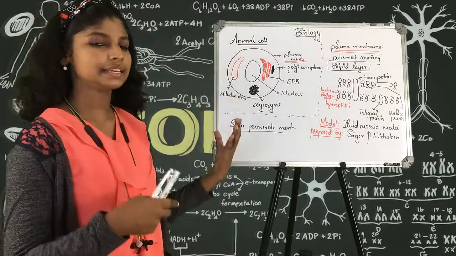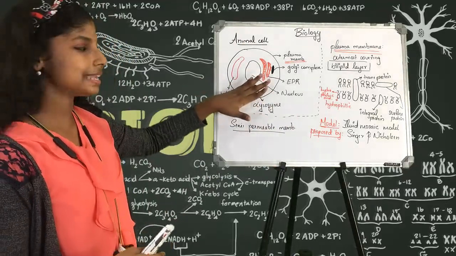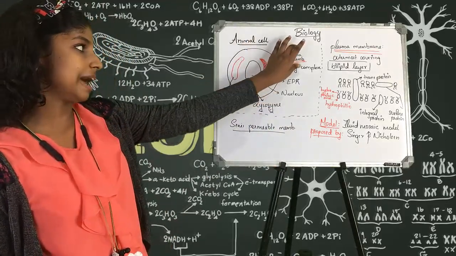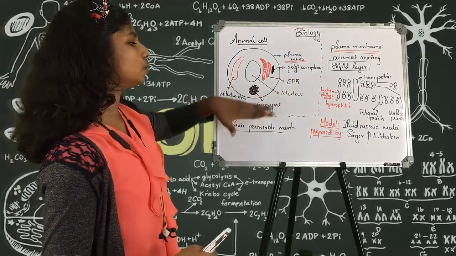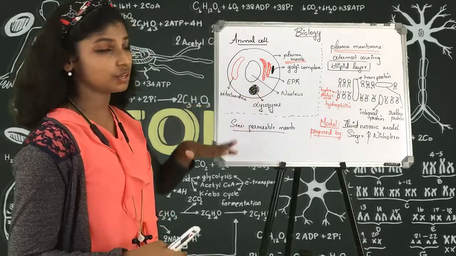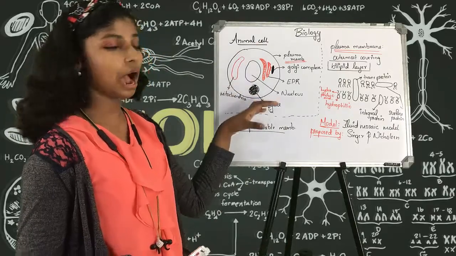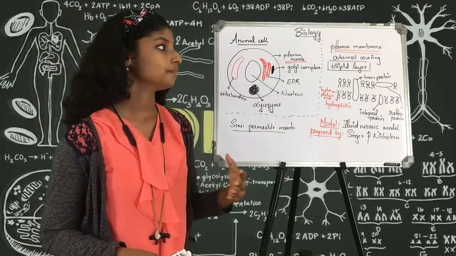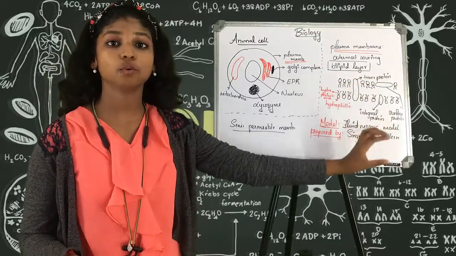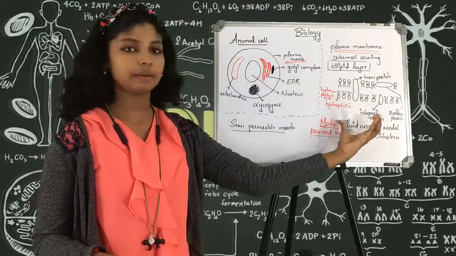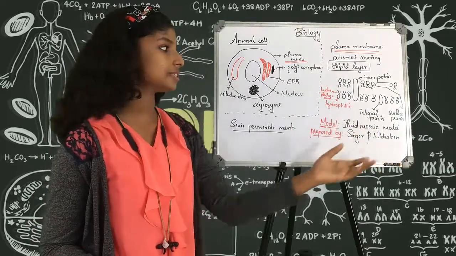Well, let us once again recap. Here we have the animal cell and the outer covering is the plasma membrane. Then we have the Golgi complexes, ER, nucleus, lysosome and mitochondria. And in this video, we have discussed more about the outer covering known as plasma membrane. And we have looked at the model, and this model is known as the fluid mosaic model, and it is proposed by Singer and Nicholson.